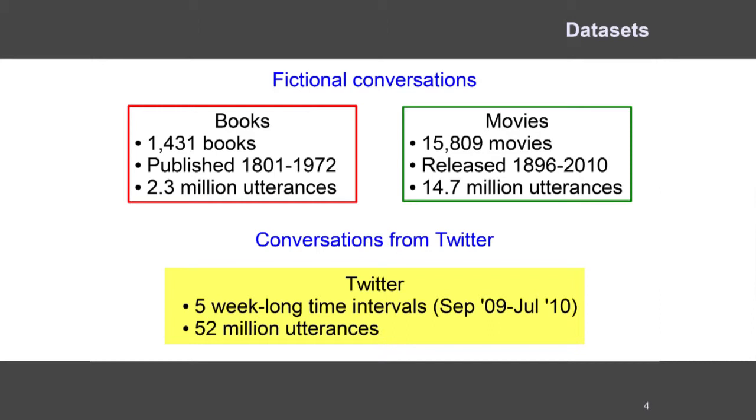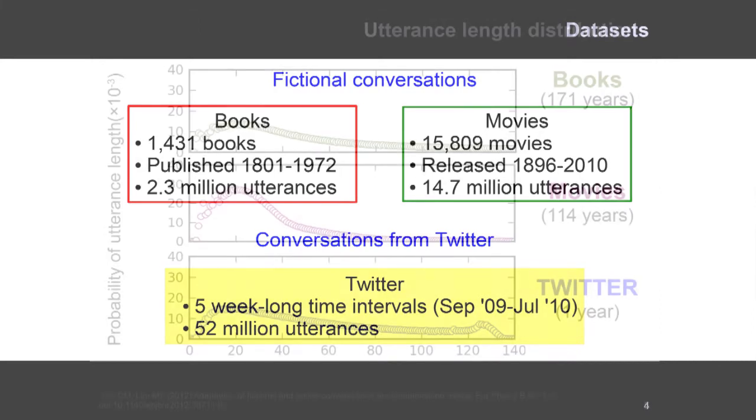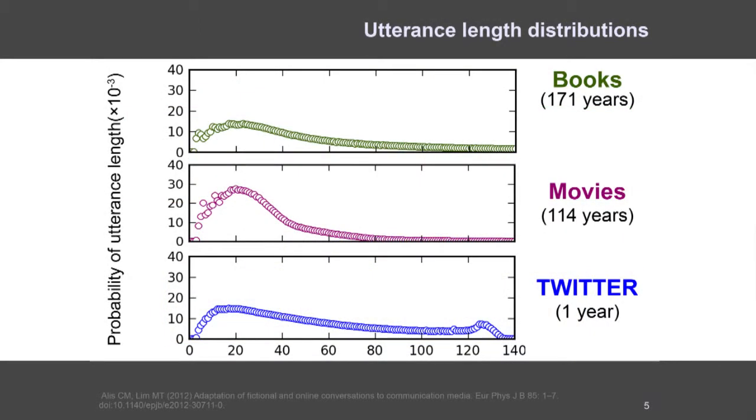And if we plot the distribution of utterance lengths, we'll get the following. As you can see, the plots are quite similar. They follow a negative binomial or a gamma distribution. For Twitter, there's a second peak near 140 because Twitter has a 140 character limit. So users are trying to compress their messages so that they fit the message length.